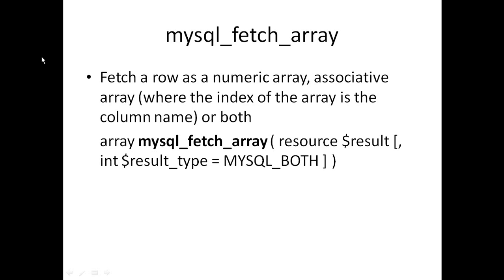If I expect the number of columns to be fairly reasonable, I'll use the result type equal MYSQL_BOTH. The reason is that by doing that, I actually double the size of the array I get returned. In the array there are indices of integers representing the columns, and there are indices of strings representing the column names. So I can reference the column in any way I want if I use mysql_fetch_array.